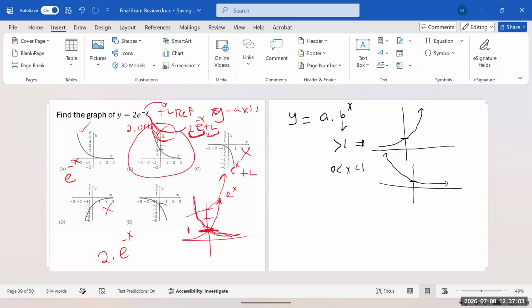If the base is bigger than 1, the graph goes upward. If it's a fraction, then it goes downward.